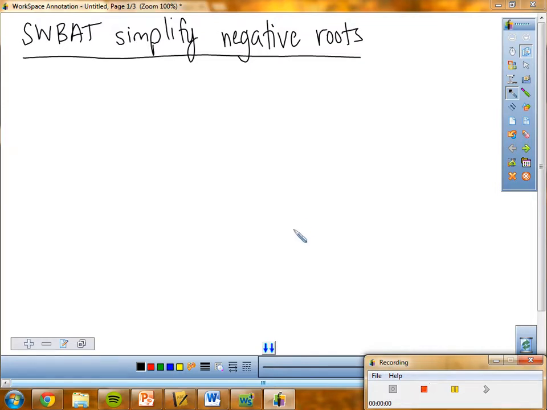So in today's objective, we're going to focus on simplifying negative roots. In order to do that, let's talk about what squaring actually is. If I am squaring a number, it's just repeated multiplication of the same number. So for example, 2 times 2, I'm squaring it, so it's 2 squared, which is 4.